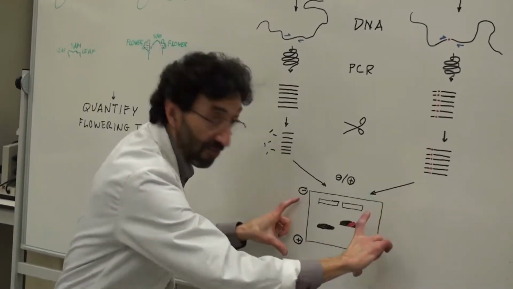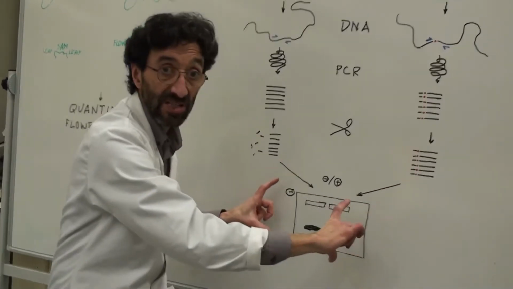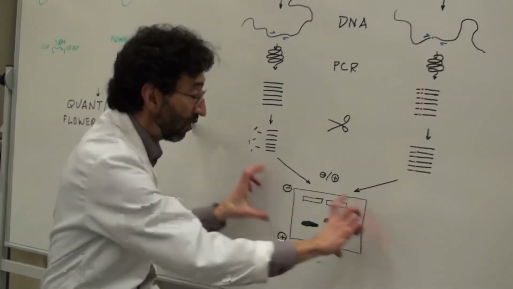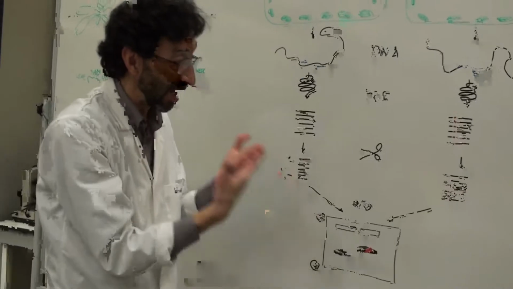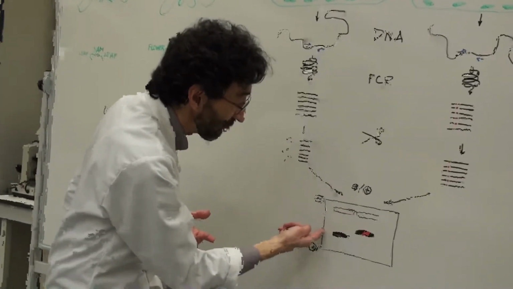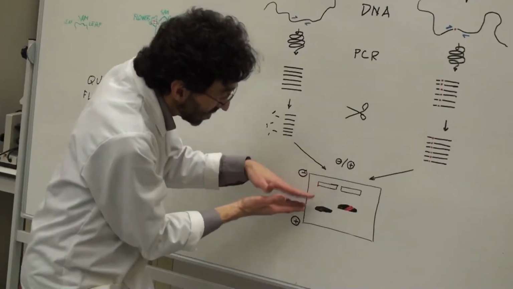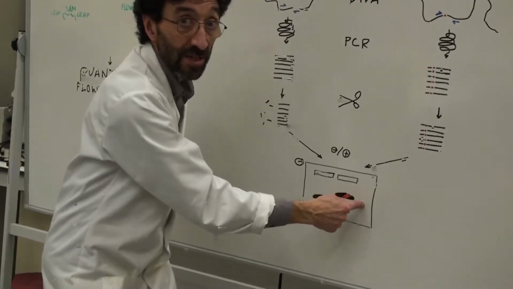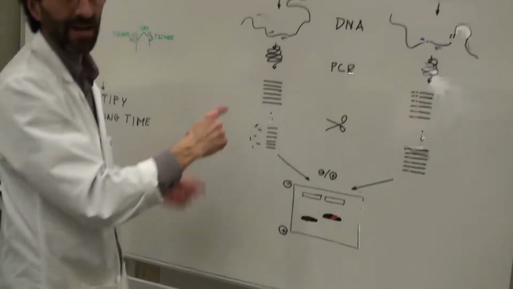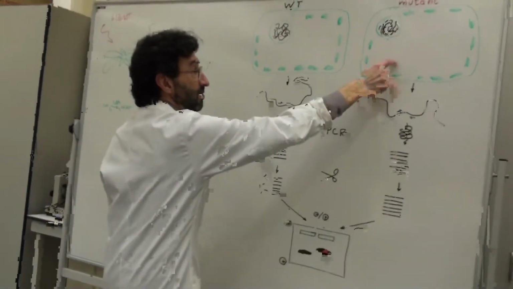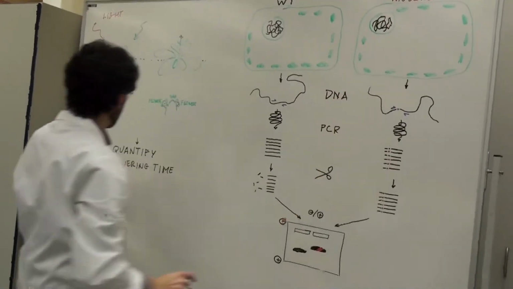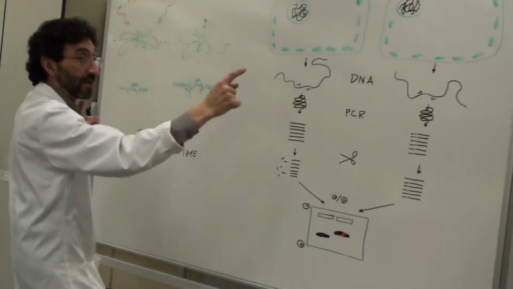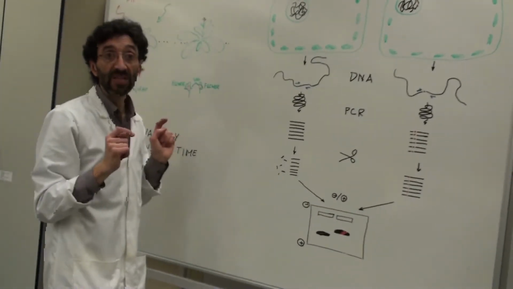When they have run enough, we will take a picture of the gel using a fluorescent dye that binds the DNA. We will analyze the picture. Aha, it is the right size that we were expecting, but this one is larger than that one. This was the mutant, this was wild type. Then we compare the flowering time of the mutant, and we can deduce the function of the gene.